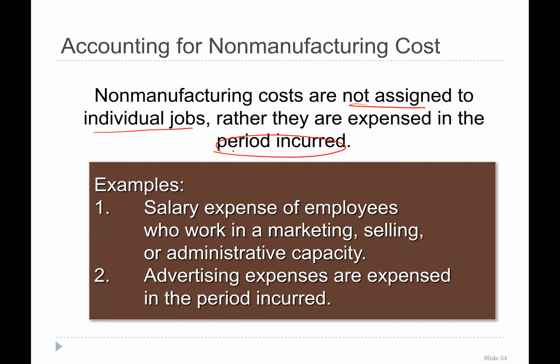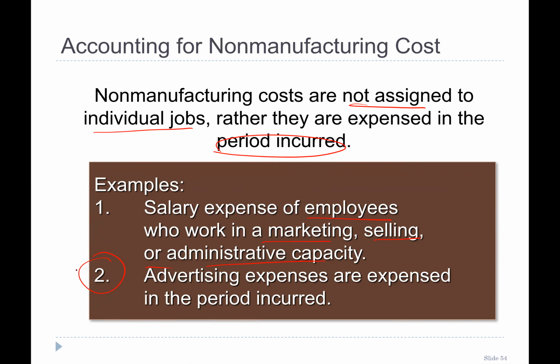Right? So they are used in calculating the profit of the overall company, not a specific job. Examples include salaries expense of employees who are working in marketing, selling, or administrative capacity.